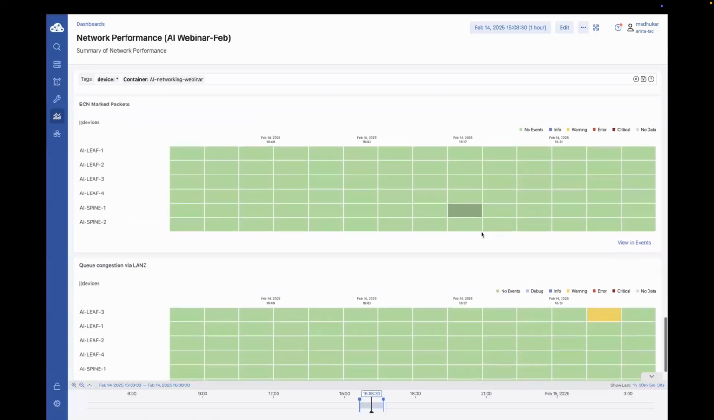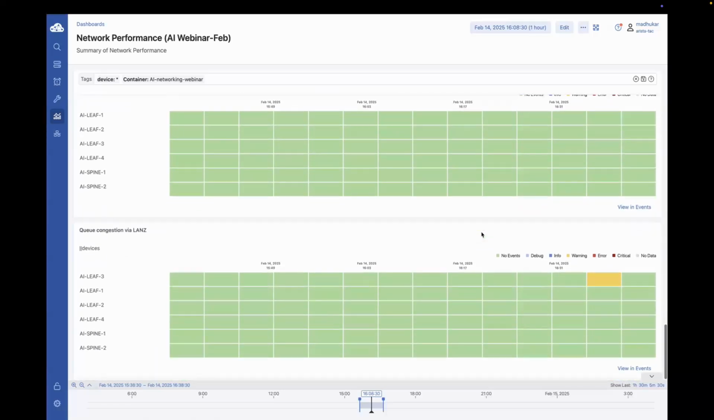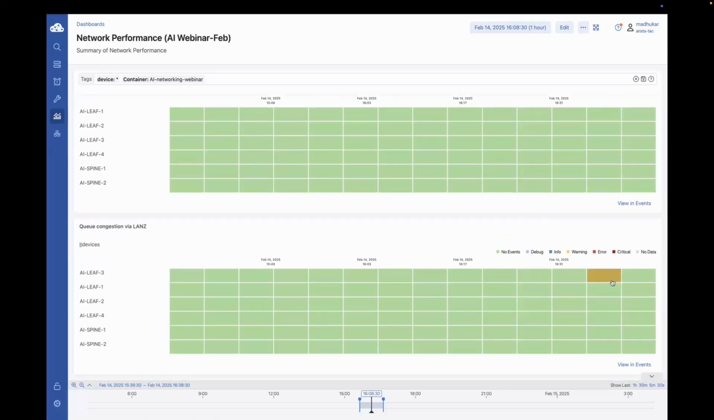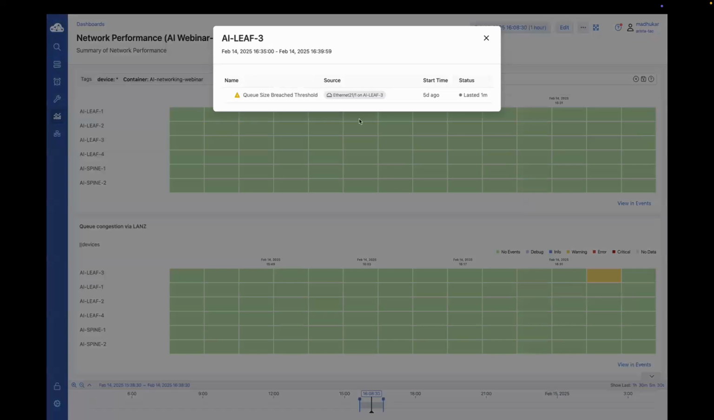And, checking for the other events, we don't see any ECN marked events, but let's take a look at the LANZ. And if we look at the timeline of this event as well, this coincides with what we saw on the in discards and the pause frame as well. So that means that we were seeing congestion happening on the AI leaf 3. And that's when we were observing these packet drops and pause frames to be sent.